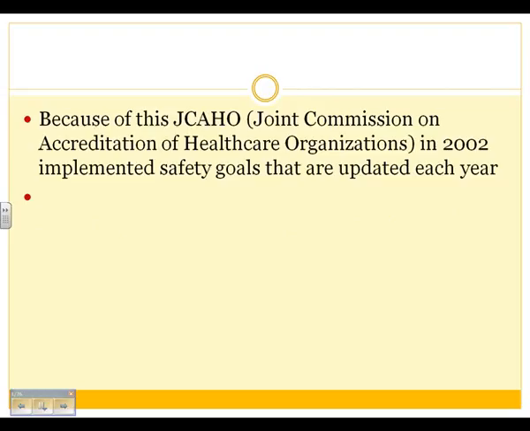All right, because of this, JCO, is everybody familiar with JCO? Joint Commission is the accrediting body for the hospitals. In 2002, they implemented safety goals that are updated each year. So what they do is they look at the hospitals and they say, okay, these are the problems that we've identified over the past year. These are the safety goals for the next year, and every hospital has to be compliant within these safety goals. So because of medical errors? Because of medical errors. Okay, or just trends that they're seeing.